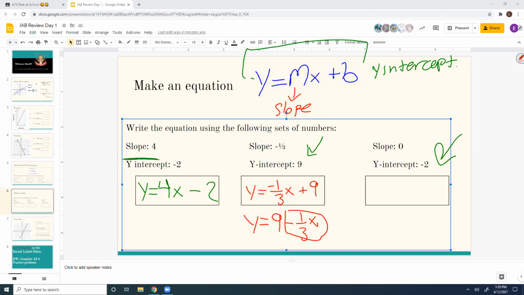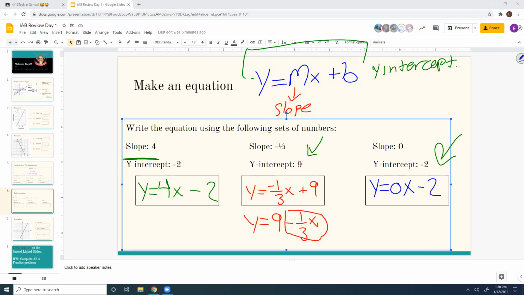Very nice. Okay, the last one here was a little bit of a trickster. What did we think for this equation? Bridget, help me out. Y equals 0x minus 2. She said minus 2. What do we think? I agree, but I didn't add the 0x. I just put minus 2.